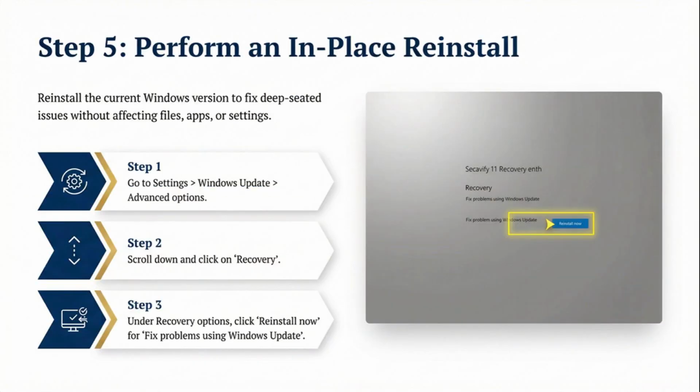Performing an in-place reinstall can fix deep-seated issues without affecting files, apps, or settings. Go to Windows Update's Advanced Options, select Recovery, and choose Reinstall Now to resolve persistent problems.